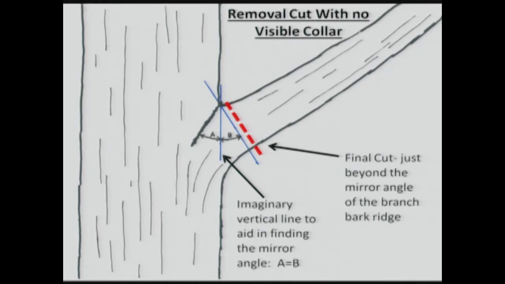If you can't see the collar, you have to do a little trigonometry. It's not terribly complicated, but the procedure for making a removal cut when you can't see the collar is you draw an imaginary line parallel to the trunk that meets the bark ridge that develops between the parent and lateral branch. You look at angle A between the bark ridge and your imaginary line, and you take its mirror angle on the other side and cut just outside of it. Again, that's probably a review for Ladia, but I did the drawing, so I wanted to put it in.